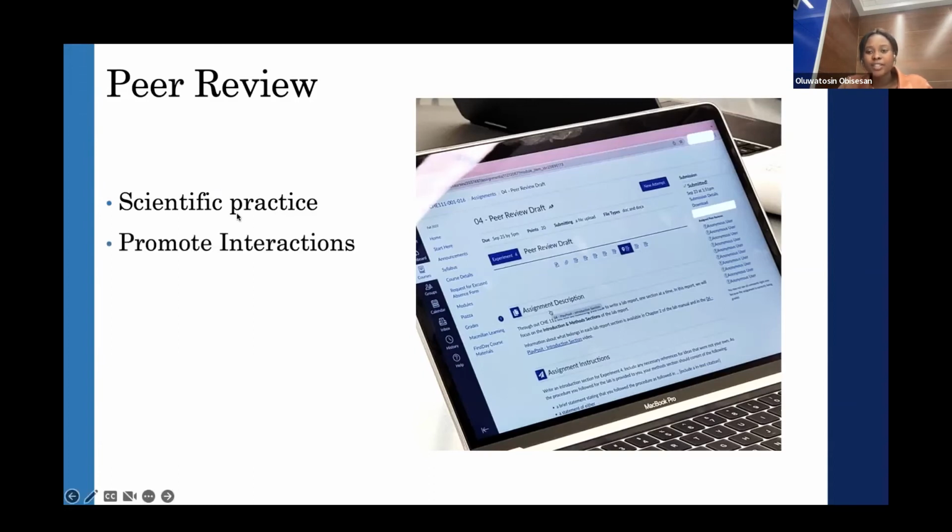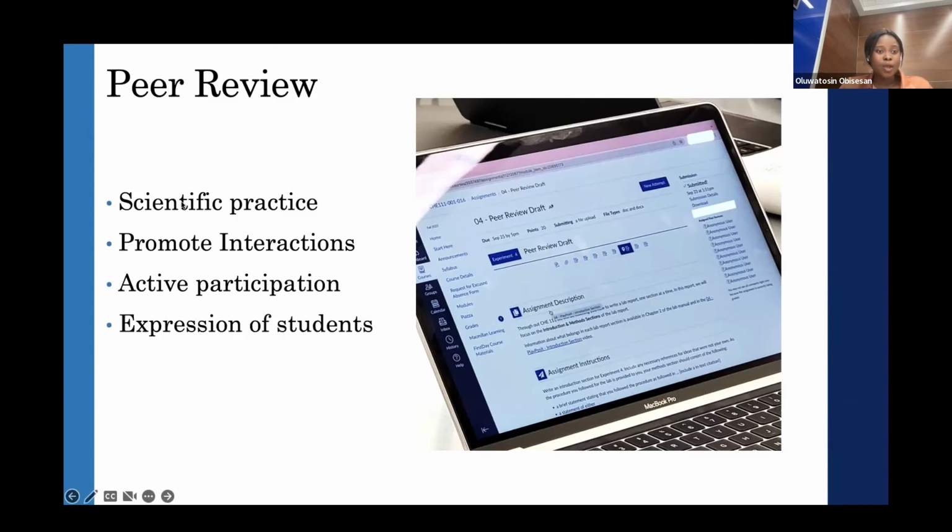So they found out that this helps promote interactions. Because in this lab, we are not doing any actual lab work. We are just talking about the experiment. We're just getting feedback. So that way everybody gets to talk. They participate actively. Also, it gives the student a means to express themselves, because you have different types of students.